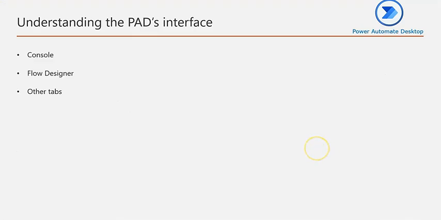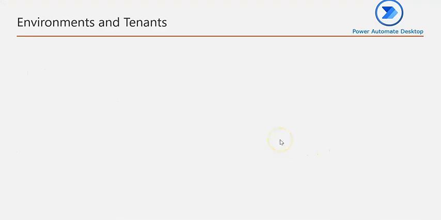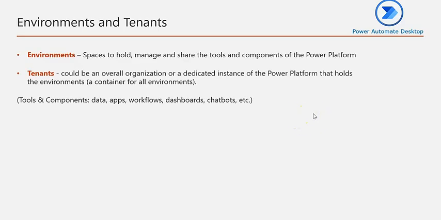What do we have next? Yeah, I have been saying that I'll explain environments and tenants later on. I've shown you where at the top section of the tool you can see the environments, and the tenant is the top layer. Speaking of the two concepts, I'll begin with environments first. It is a space that holds, manages, and shares the tools and components of the Power Platform. Now, what are the tools and components of the Power Platform? Those are the data, any Power Apps that you have built, any flows, any Power BI dashboards or chatbots you have built. Those will come under environments.